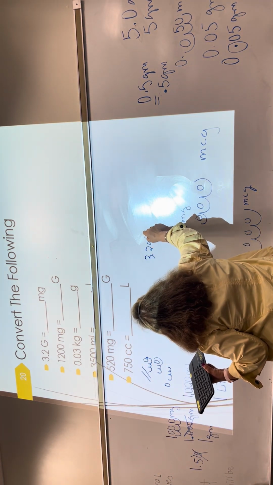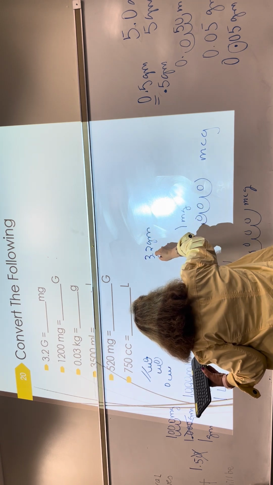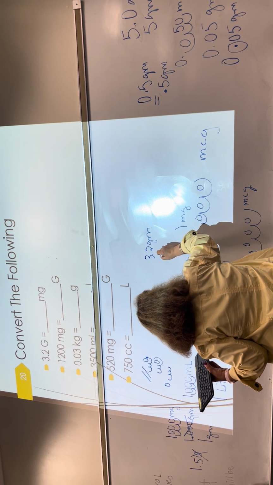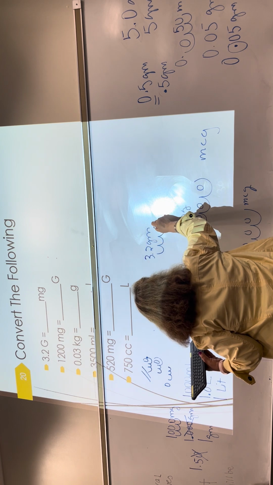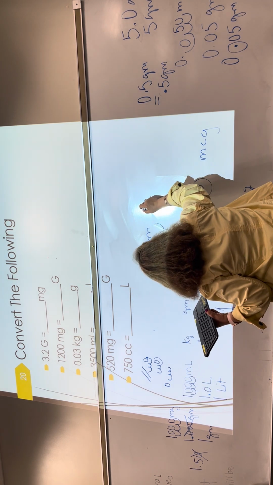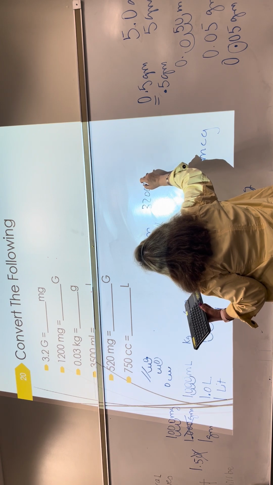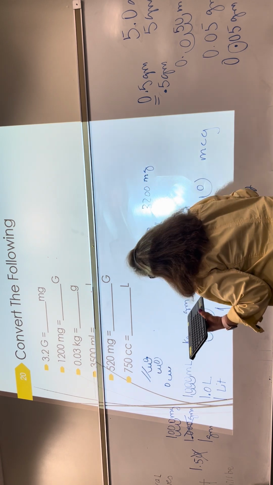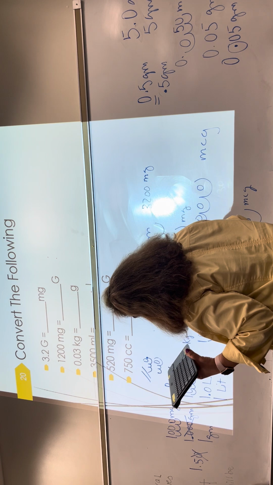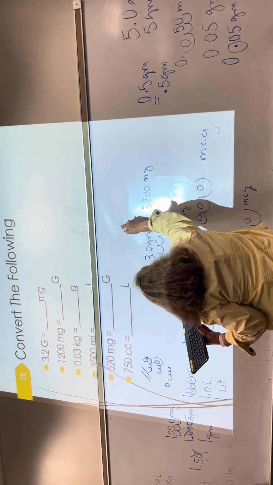3.2 gram. So we're going to go into milligrams. So we're going to go 3 decimals. 1, 2, 3. So what is this? Okay. 3200 milligram. Okay. All right.